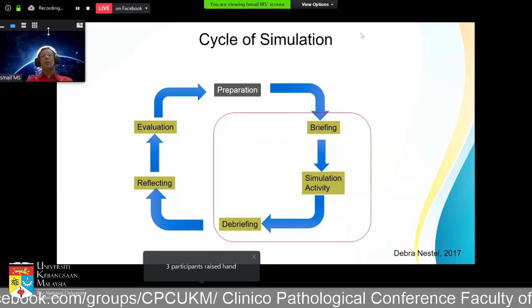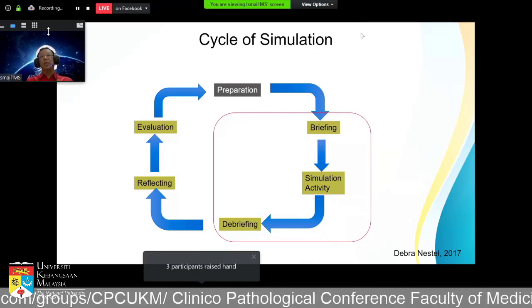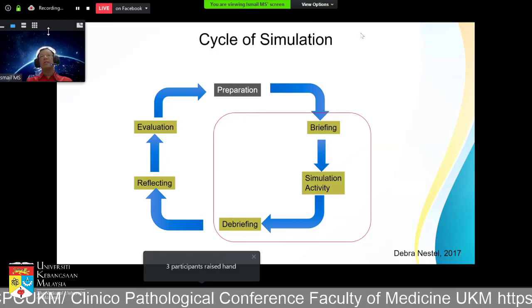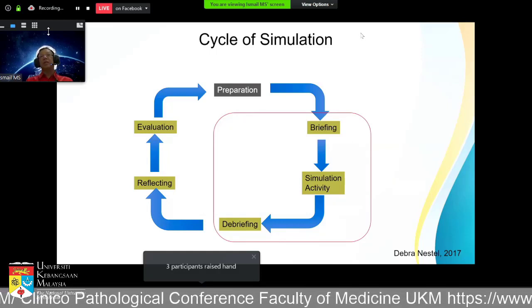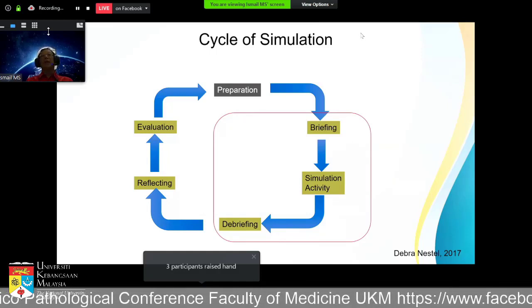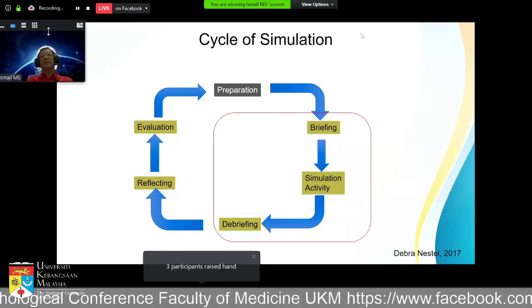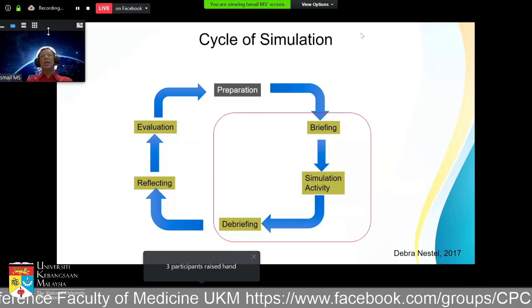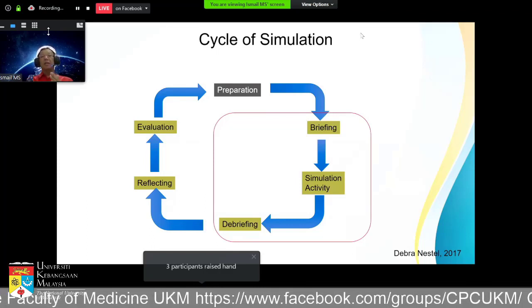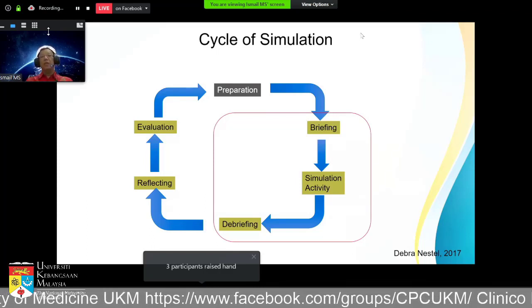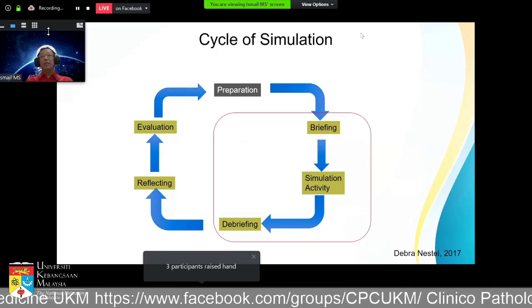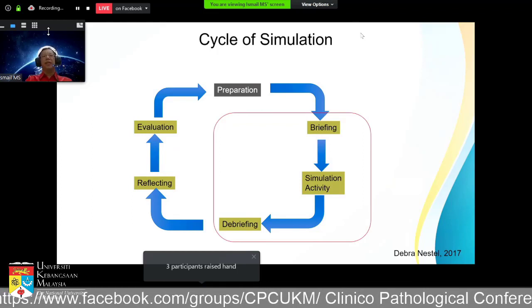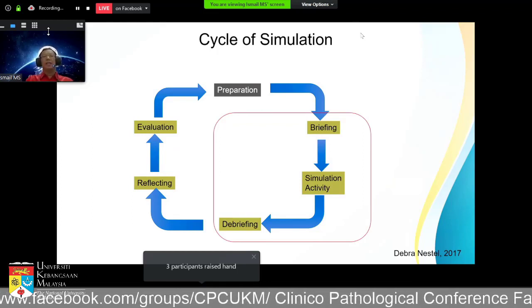And all simulation, you should start with a briefing. Even when you're doing a screen-based simulation, it has to do with the briefing on how to maneuver those things. And then after that, you let the students play with the simulation activity. Right after the simulation activity, we have this thing called debriefing, which is one of the most important things in simulation. If you just have the simulation activity without debriefing, you are not basically doing simulation, you're just playing with a toy. And then after that, you have reflections. The students have to reflect, and evaluation.